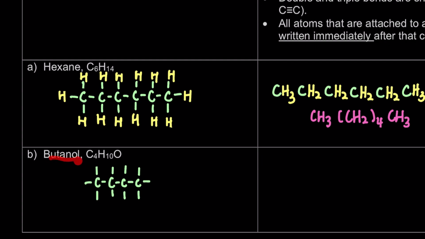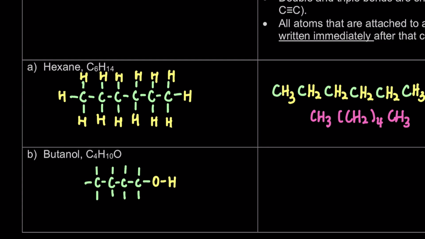For butanol, alcohol means that we have OH in the structure. So OH, again, we have to make sure that it is a condensed structure. I'm just going to draw OH at the end here.